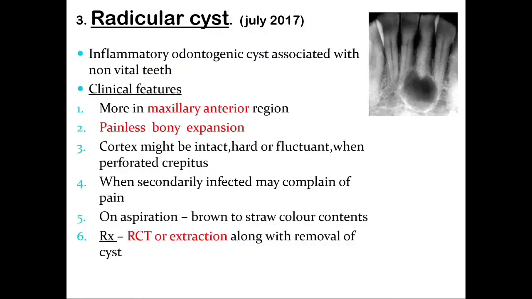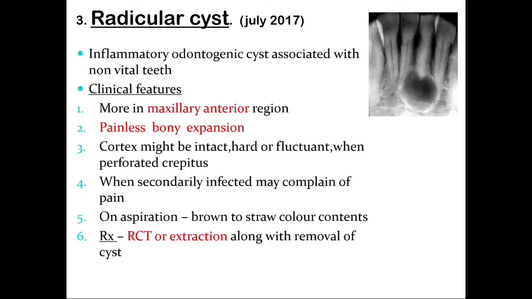Same goes with this question. Radicular cyst is also the other name for the periapical cyst itself. So once a radicular cyst, as such, the questions are being asked, you can start off with what is it? It is an inflammatory odontogenic cyst associated with the non-vital teeth, and the clinical features are that it can be seen most commonly around the maxillary anterior region, and it's a painless, bony, expansive lesion wherein you can see that there is crepitus that has been observed on palpation, and also when secondarily infected, the patient may complain of a symptom such as pain.